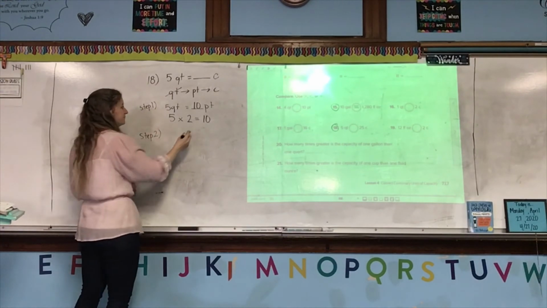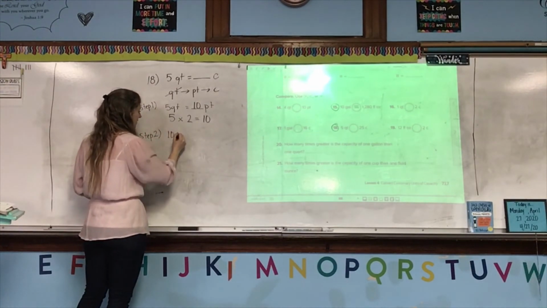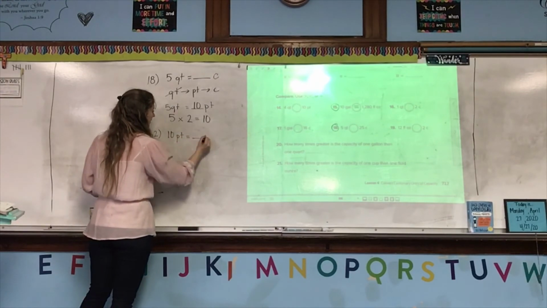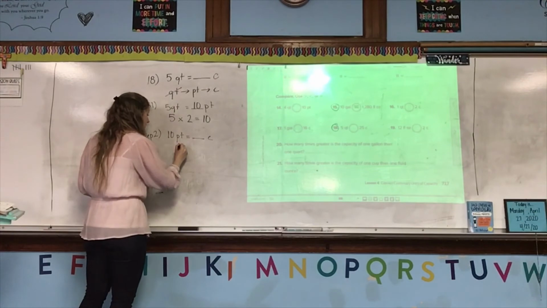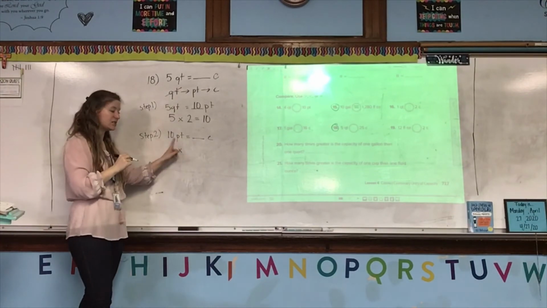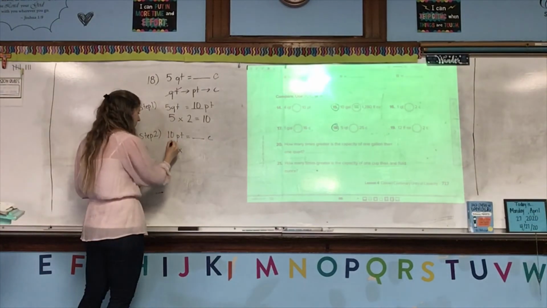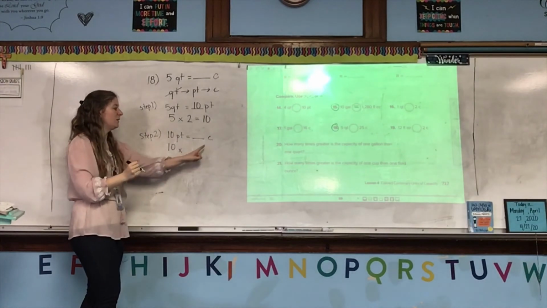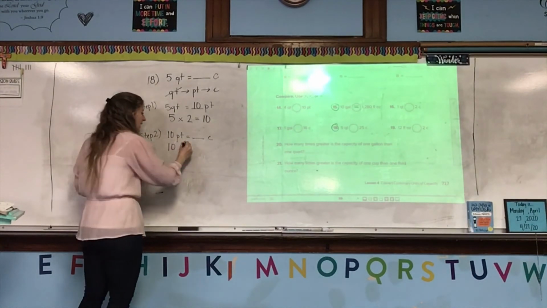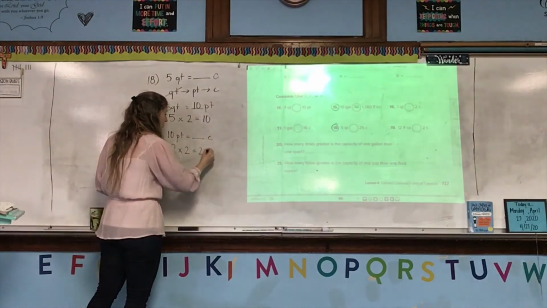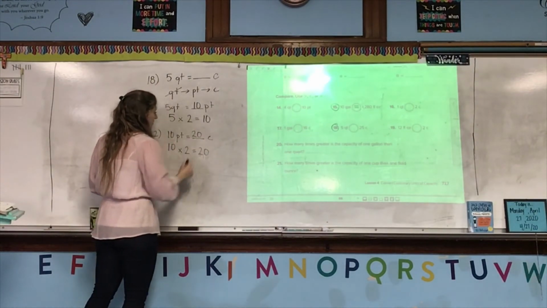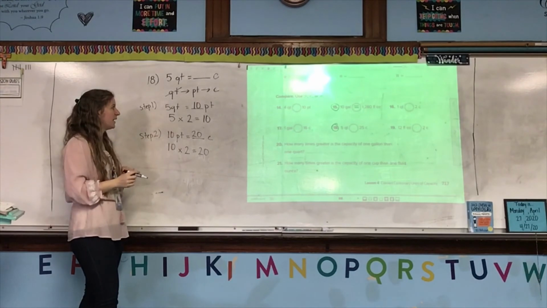is to see how many cups are in 10 pints. Pints are bigger than cups, so we know we're going to multiply. We start with what we know from our equality, which is 10, and then we're going to multiply by the number of cups in a pint, which is 2. 10 times 2 is 20, so that means there are 20 cups in 10 pints.